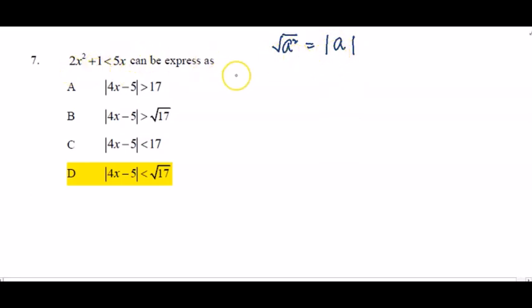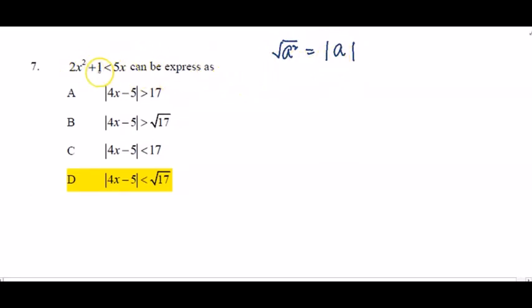Okay, so now from these quadratic inequalities, I'm going to move the x term to the left side. That will be 2x squared minus 5x less than negative 1. And later on I'm going to complete the square for this left side. That will be, divide 2 at both sides first.